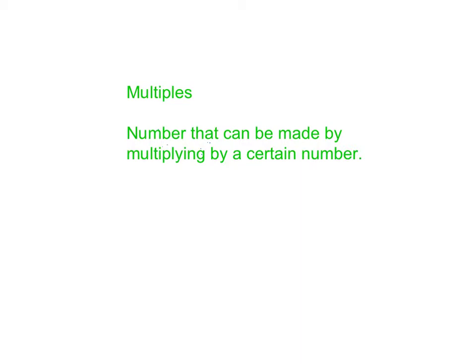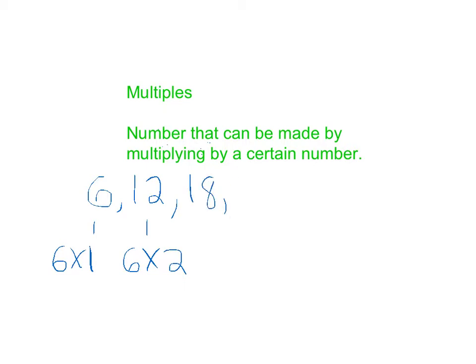A multiple is a bit different from a factor in that a multiple is a number that can be made by multiplying by a certain number. If we take 6 for example, I know that 6 is pretty much equal to 6 times 1. If I wanted to find out what 6 times 2 is, again multiplication is just repeated addition. 6 times 2 is 12. If I continue that pattern, my next multiple of 6 is going to be 18, 24, 30, 36, and basically continuing to add 6 to get that next number each time.